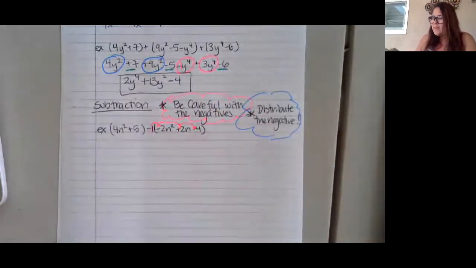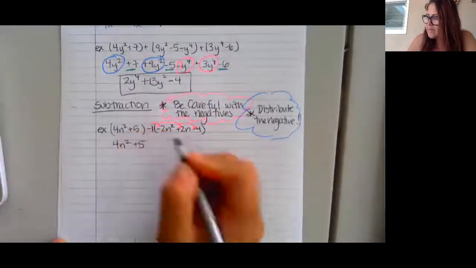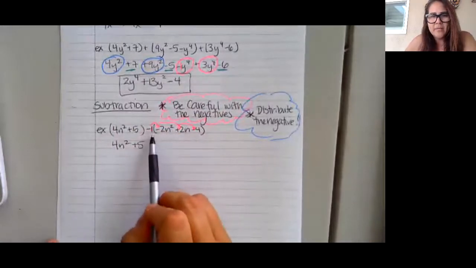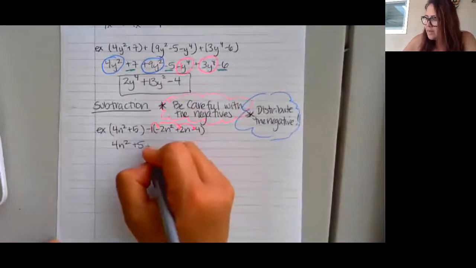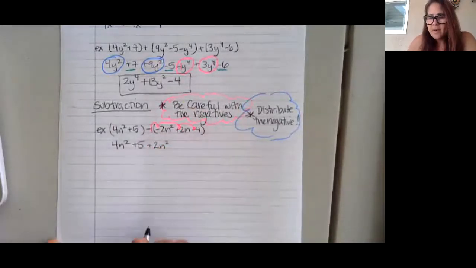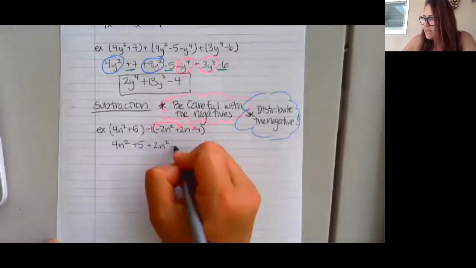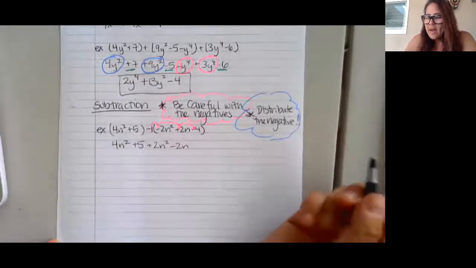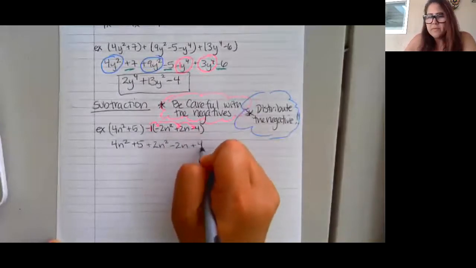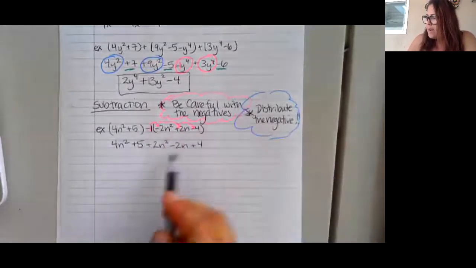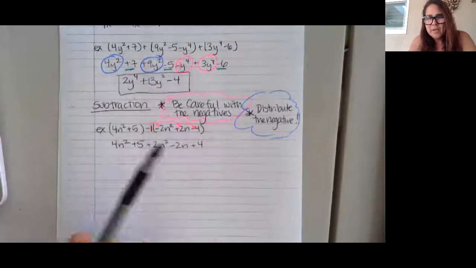So let's do that. This guy here stays the same. That's 4n squared plus 5. And let's go ahead and distribute our negative 1. I have negative 1 times a negative 2n squared, which is going to give me a positive 2n squared. I'm going to distribute the negative 1 here to the positive 2n. That's going to give me a negative 2n. And then I'm going to distribute my negative 1 and multiply it times a negative 4, which is going to give me a positive 4. Once you do that, we are right back where we started with just combine your like terms.